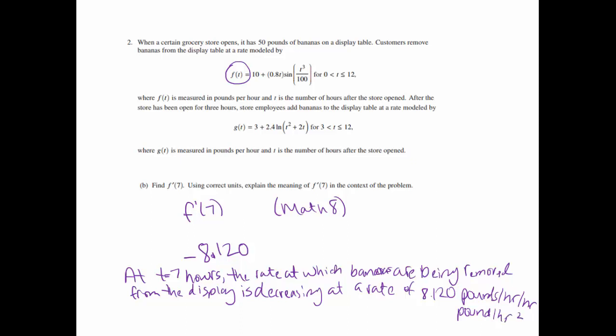Okay, this was worth 2 points. You got 1 point for finding the negative 8.120, and then you got 1 point for this next spot. We pretty much need to have all of that information in there to get your full point, but if you had a question and would like to read your sentence to me, you certainly may.